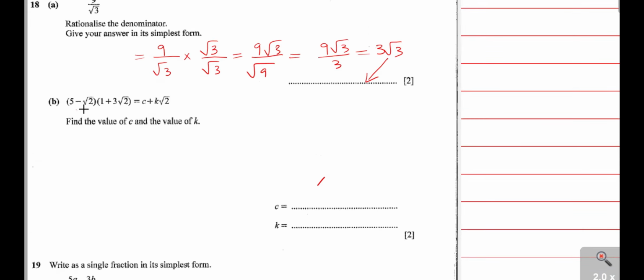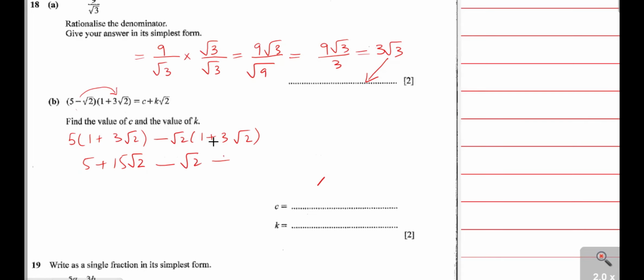Next, part B, find the value of C and the value of K. In this equation, we will expand the left hand side. To expand the left hand side, we will multiply 5 to 1 plus 3 square root 2, and then minus square root 2 multiply 1 plus 3 square root 2. We can write 5 into 1 is 5, 5 times 3 is 15 square root 2, minus square root 2 into 1 is square root 2, and minus square root 2 into 3 square root 2 is 6. And this value is equal to C plus K square root 2.